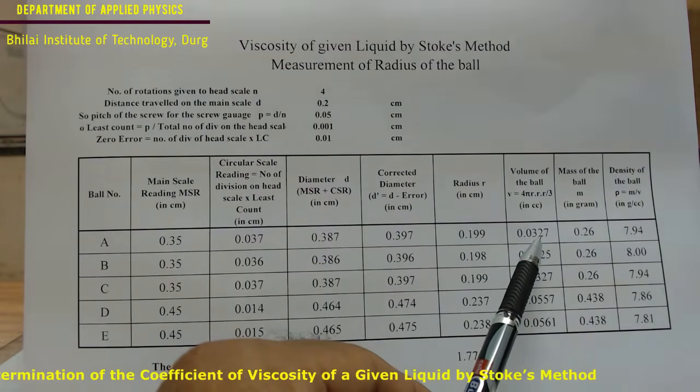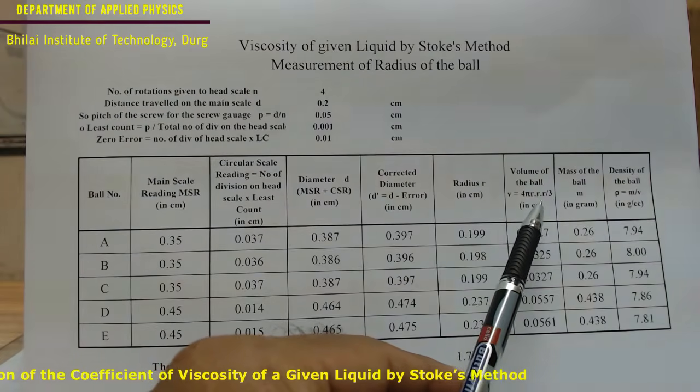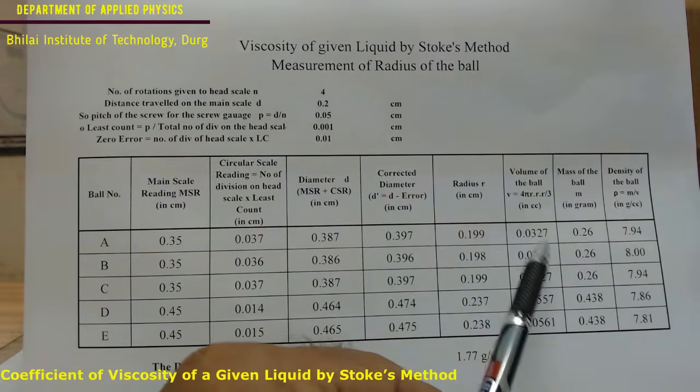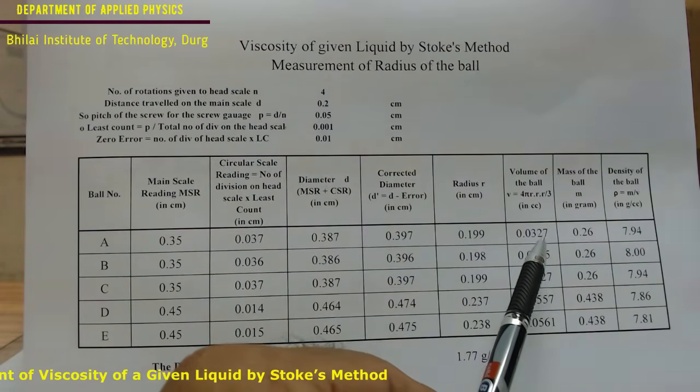Volume of the ball is 0.0327. We have used the formula 4 pi r cube divided by 3, so it is 4 pi r into r into r divided by 3. So the volume becomes equal to 0.0327 cc, cubic centimeter.